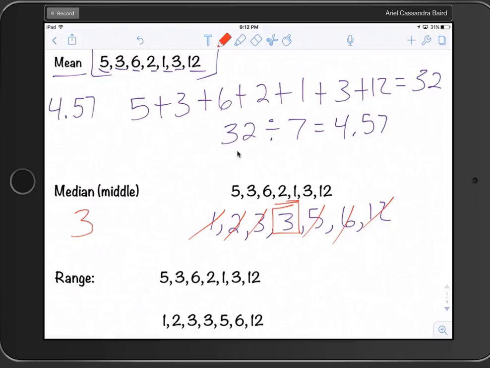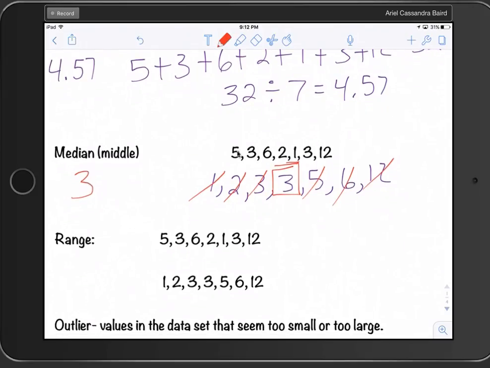If we were to look for our range, we would again use the data set, and then we'd take our largest number and subtract our smallest number from it. So it would be 12 minus 1, which equals 11. So our range would be 11.